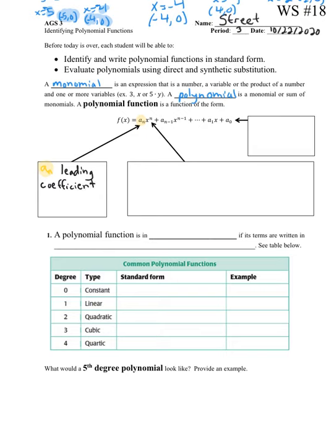It's just whatever number is with the highest exponent. And we'll talk about that a little bit more as we go through class today. The leading coefficient has to be a real number, and it cannot equal 0. Because if that number equals 0, you're just going to have 0 times x to the whatever power, and then you would just get 0. So it cannot equal 0.